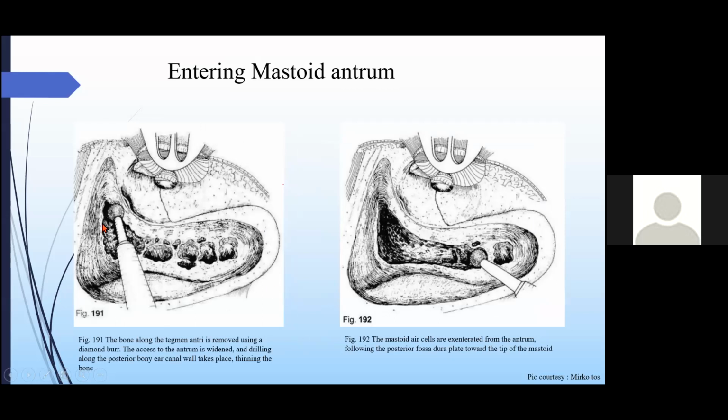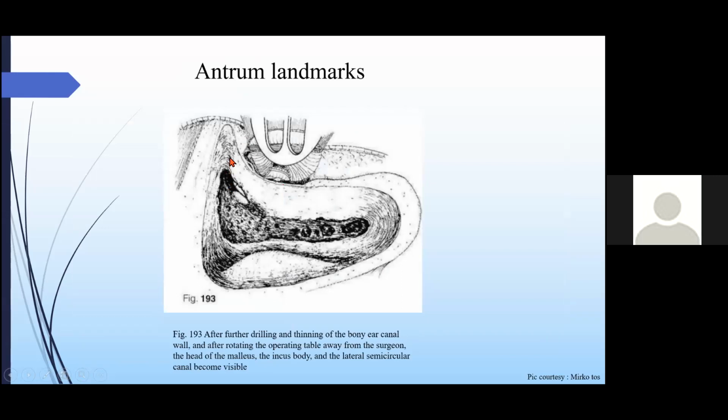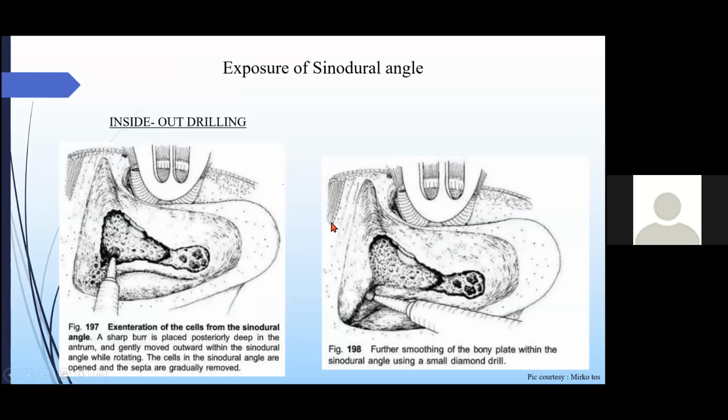So we have to drill parallel to this mastoid tegmen in an anterior superior direction, and we can proceed along the posterior fossa dura as well, exenterating all the cells, and we can easily open the antrum in that way. And at the end of the opening of the antrum, we can see important landmarks like the lateral semicircular canal and the fossa and the short process of the incus, and we have to now proceed with the further clearance of the cells of the mastoid.